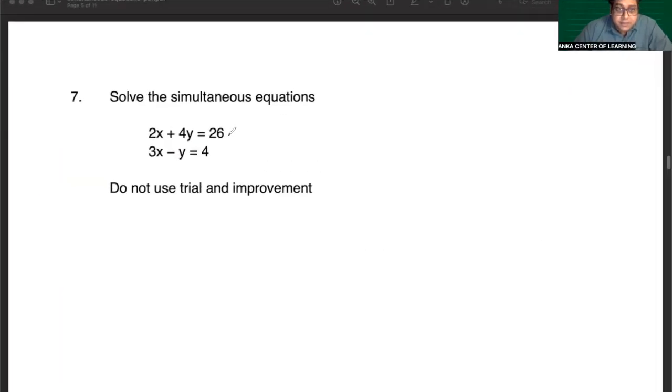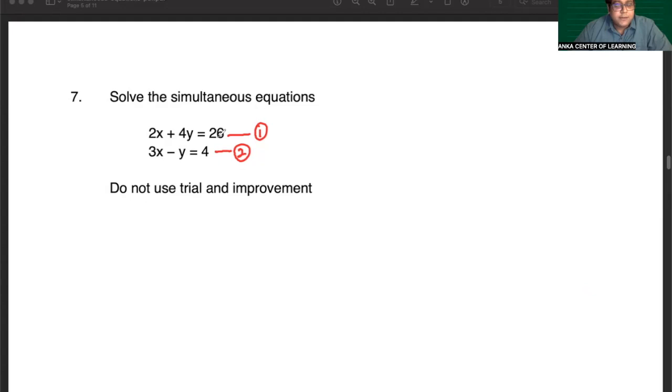Okay, let's label them as equation 1 and equation 2. If you look into the variables of x, from equation 1 the coefficient is 2, and equation 2 has a coefficient of 3. And if you look at y, the next variable, one is positive 4, but the other one is minus 1. The 1 is not given, which means you need to assume it as 1. So we've got minus y.